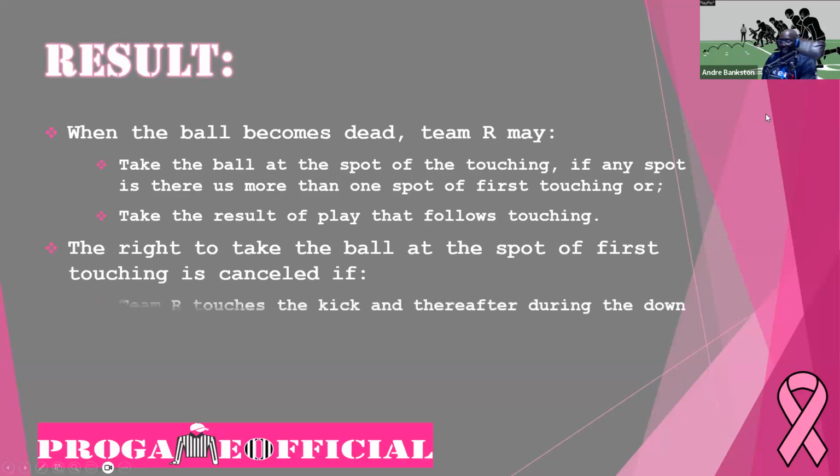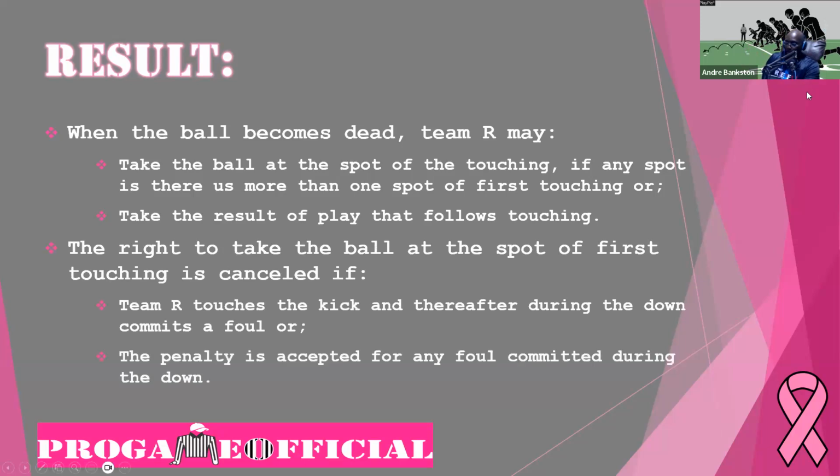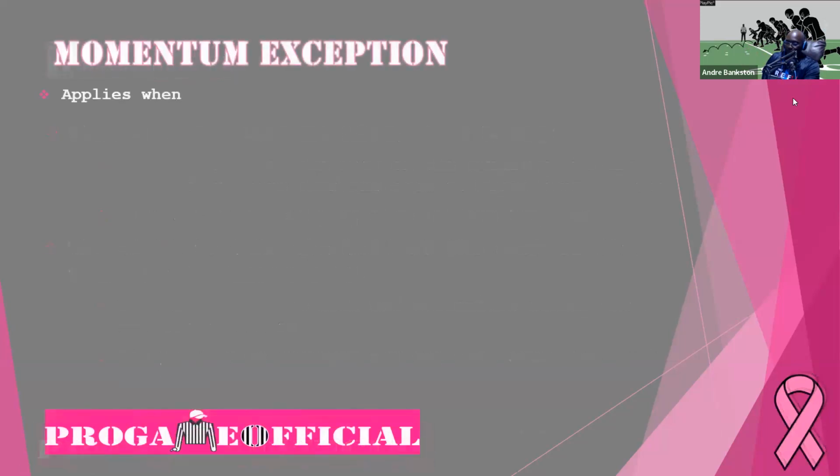First touching is canceled if, after R touches the ball, there's a foul by R. R can't say, well, I'll take first touching. No, if you have a foul, we're going to mark it off according to the basic spot of that foul. If any foul is accepted, we ignore first touching.